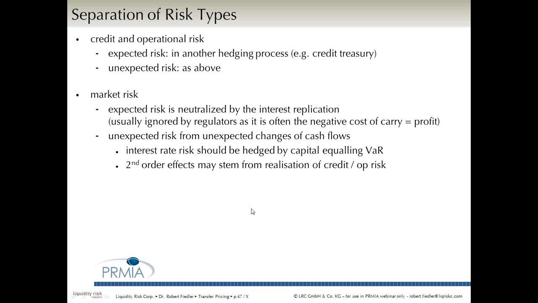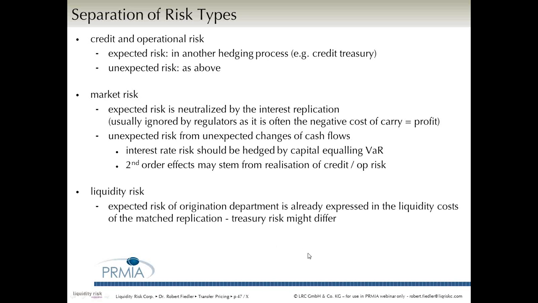And then, of course, we have second-order effects that may stem from the realization of credit risk. So, for example, if a loan does not pay back, the according hedging structure, the refinancing, is empty and might create a risk, which should be equally distributed, not expected but unexpected. So you might add some capital on that side.